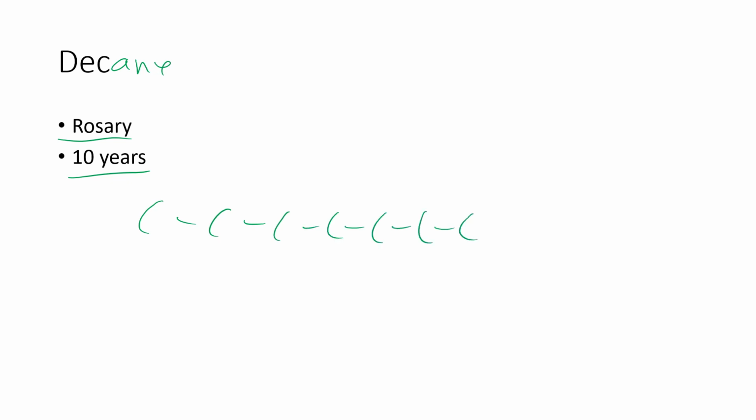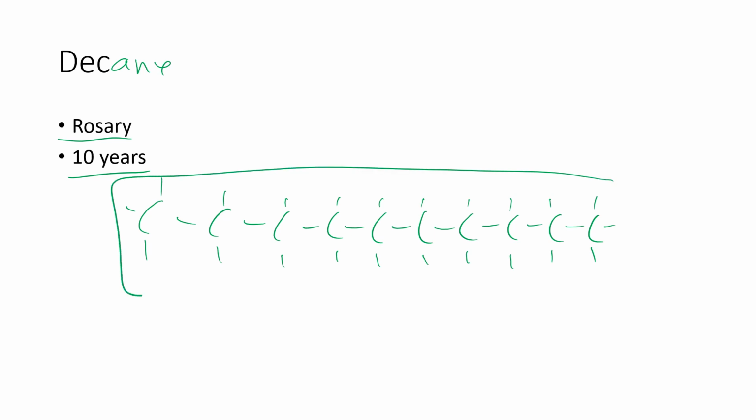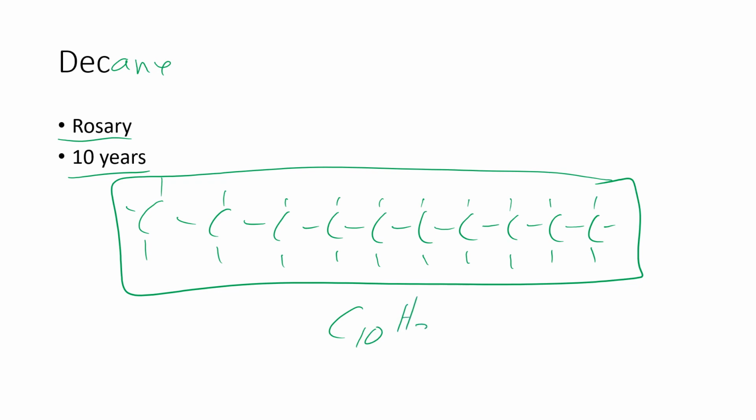Okay, 9 is nonane. And we're going to move on to the next one. 10 years is a decade. We've been saying a decade of the rosary. Decane means 10 of them. Okay. 2, 3, 4, 5, 6, 7, 8, 9, 10. All single bonds. The ones on the end have 3 hydrogens. The carbon atoms in the chain have 2 hydrogens each on each side of them. Okay, this is my structural formula. Chemical formula is C10, H times 2 plus 2 is 22.